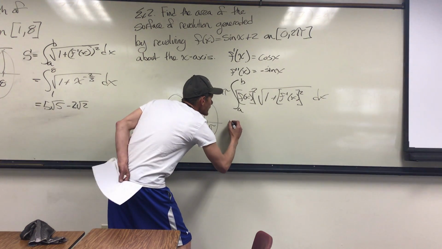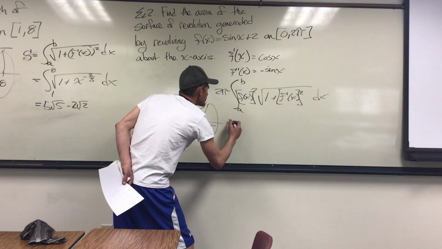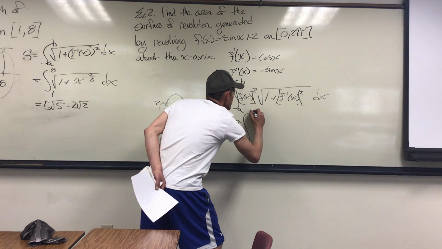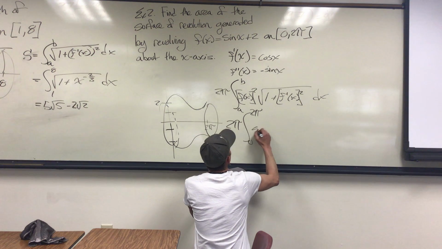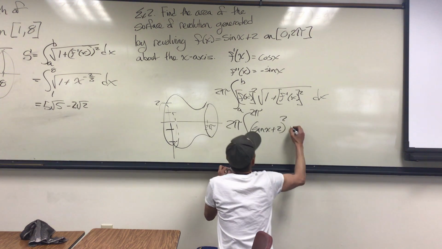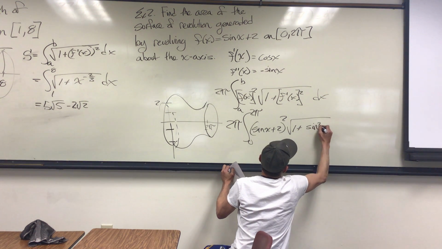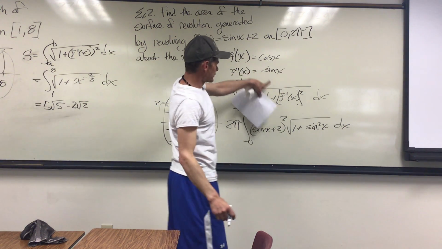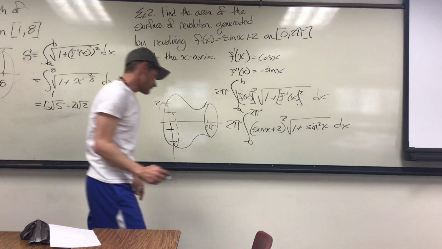So I just entered, well, I'll do 2 pi times the integral from 0 to 2 pi of sine of x plus 2 times the square root of 1 plus sine squared x dx. Right, it is minus sine, I do know, but we're squaring it, so I'm just going to get rid of that negative.